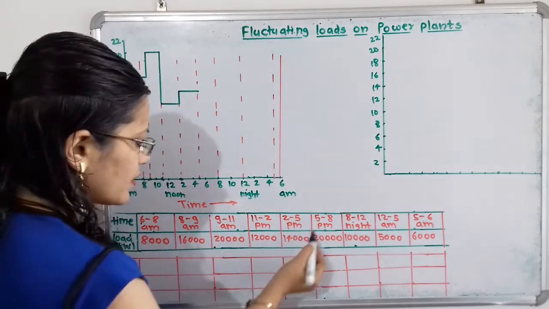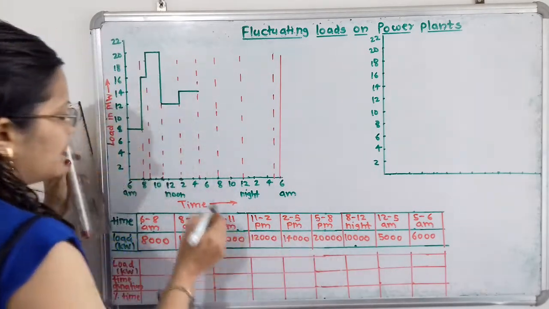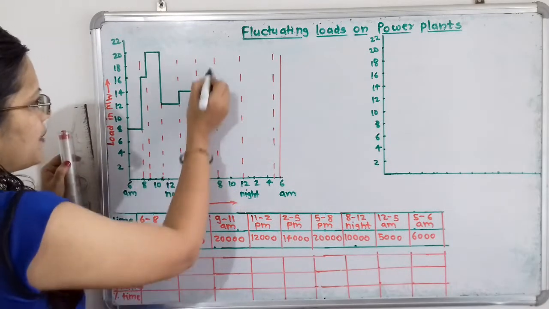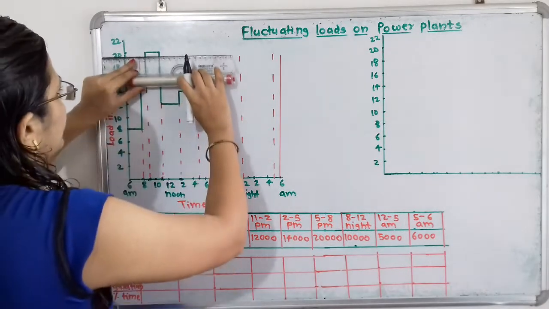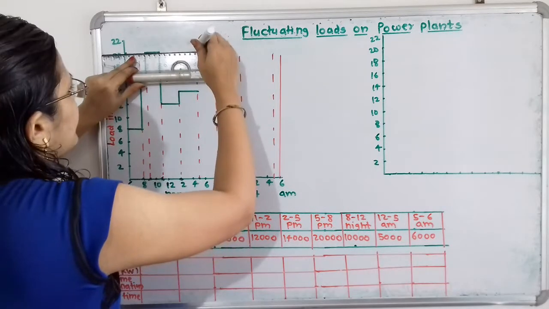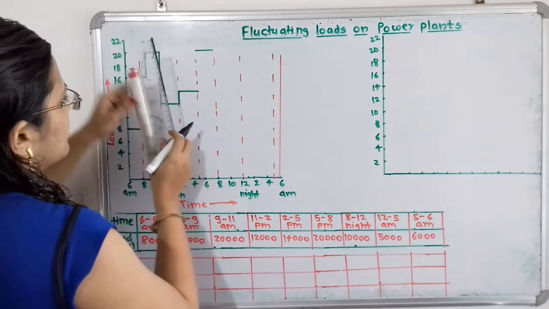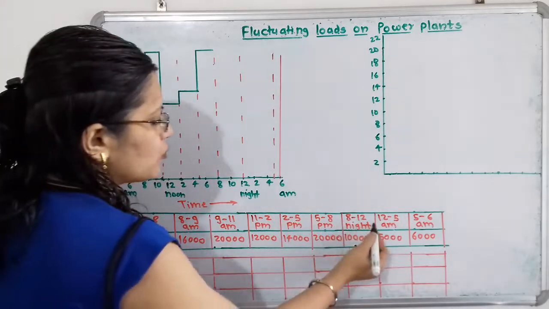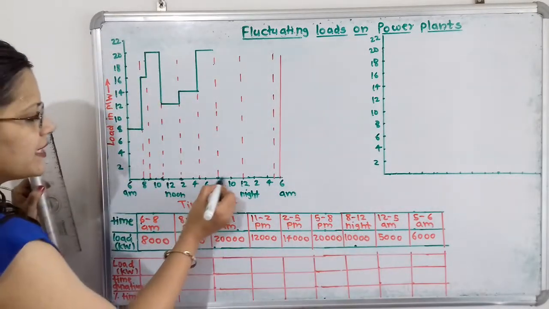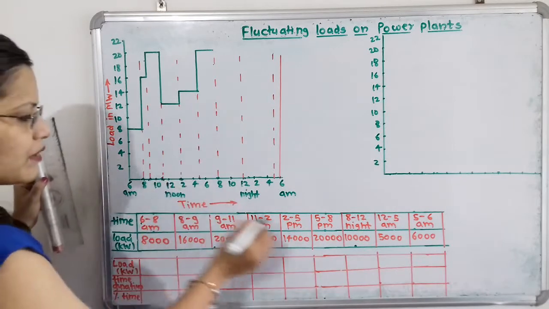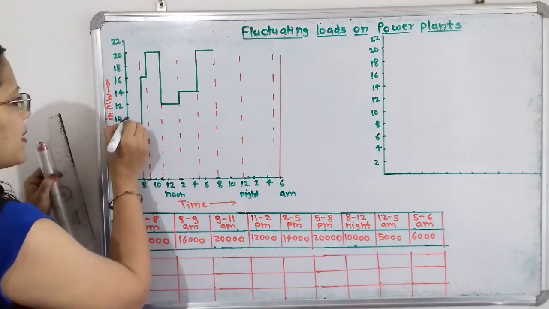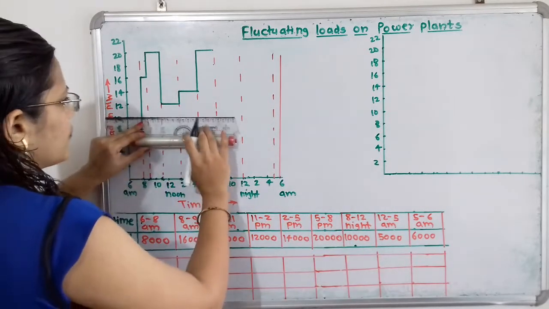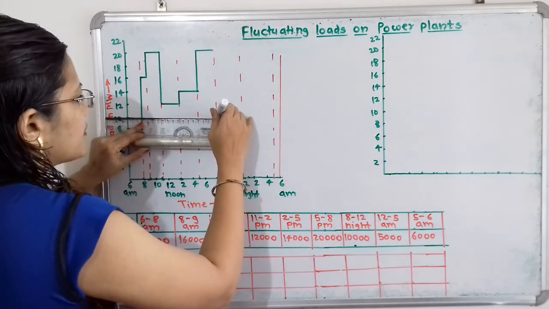Then 5 to 8, 20 megawatt. Here is 5, here is time 8. For this we will join the line for 20 megawatt, and now we will join this corner. Then 8 to 12, 10 megawatt. Here is 8 and here is time 12. It is 10 megawatt, so 10 megawatt is here. With this horizontal line we will join this.